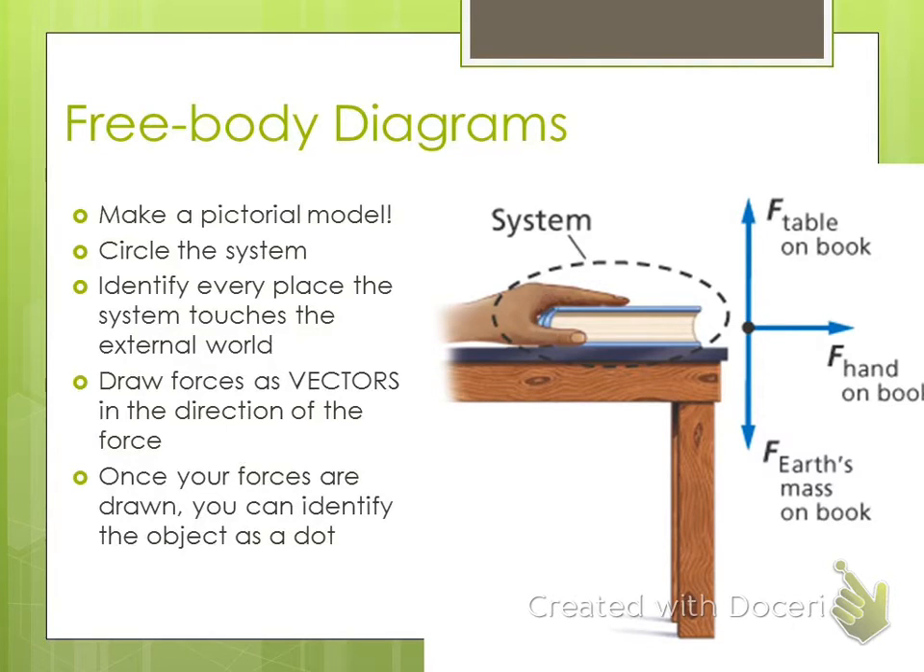When we talk about our vectors here, we have to draw them to scale, or a proportional scale. If one force is twice as large as the other, that means we need to draw our vector arrow twice as large as the other. That's really important in our free body diagrams so that we can see our overall net force. Once our forces are all drawn, we can identify the object or the system as a dot, and that's what you'll see me do most of the time. I don't take the time to draw the actual object or what it looks like. We just identify our system as the dot, and we draw all of our forces from that dot, or from that system. Any questions so far?